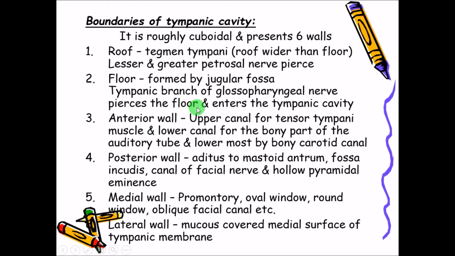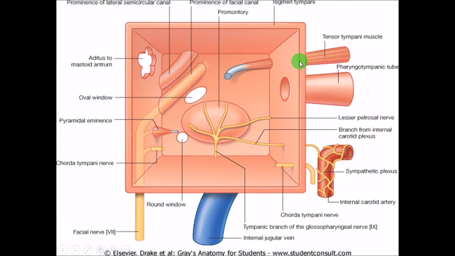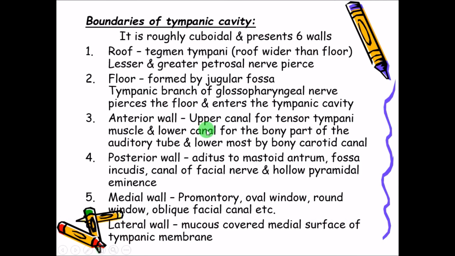Coming to the anterior wall, the upper canal is for the tensor tympani muscle, and the lower canal is for the bony part of the auditory tube. So if you see here, above, this is one of the two muscles we are talking about. I said there are two muscles within the cavity of the middle ear. One is the tensor tympani, the second muscle is the stapedius. This is the stapedius here, the pyramidal eminence of the stapedius. This is the tensor tympani muscle, and this is the anterior wall here.